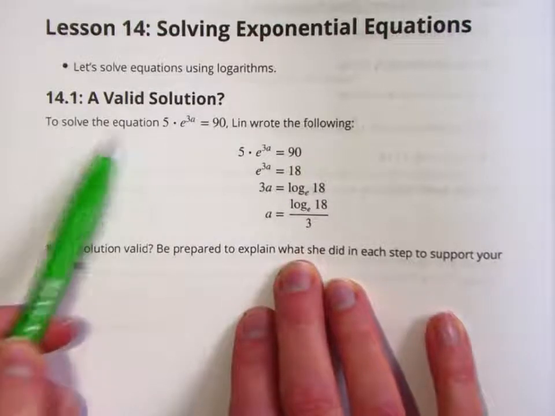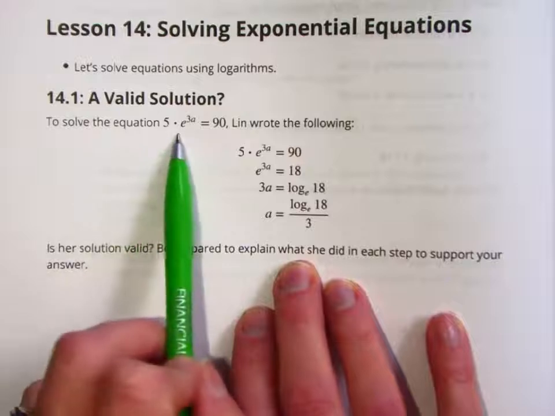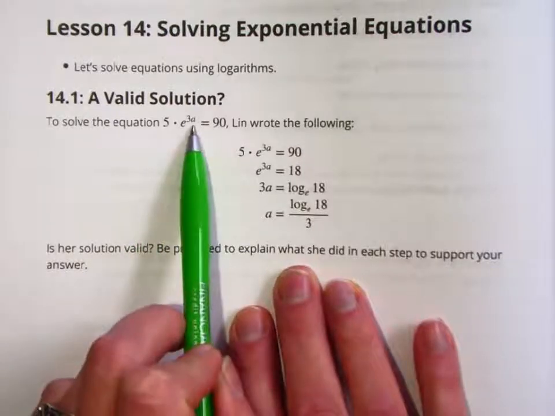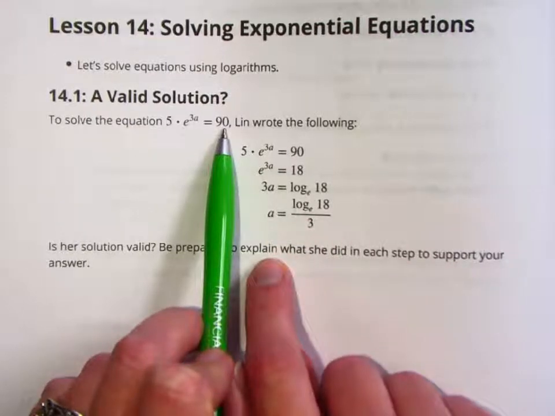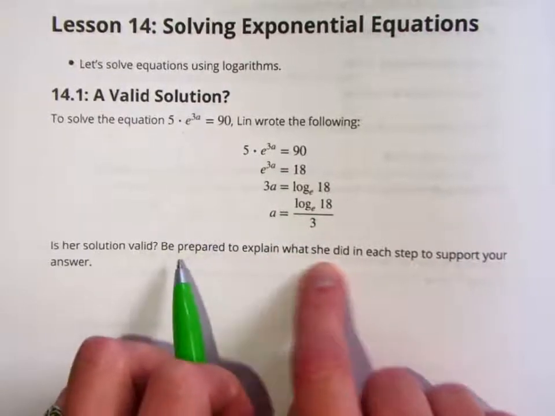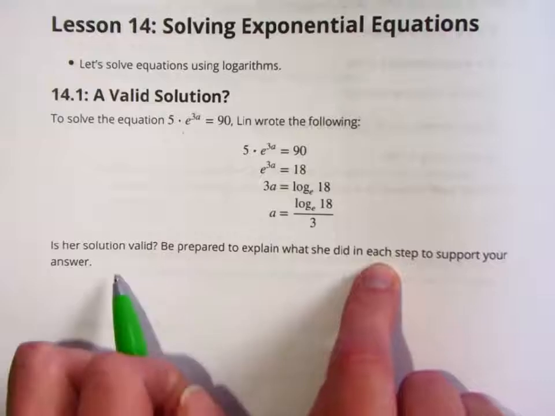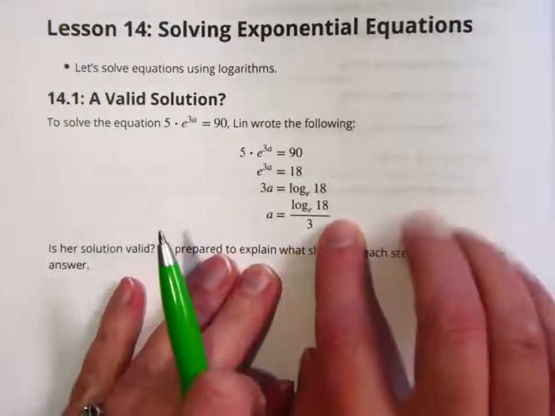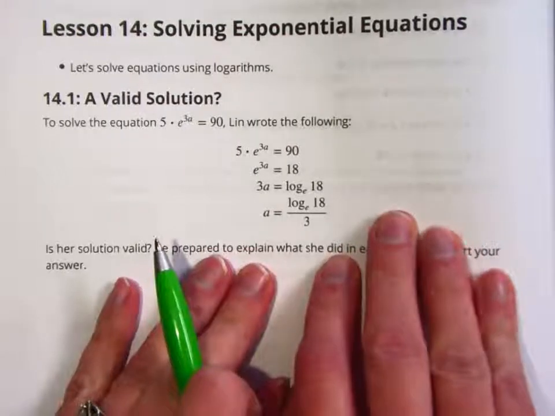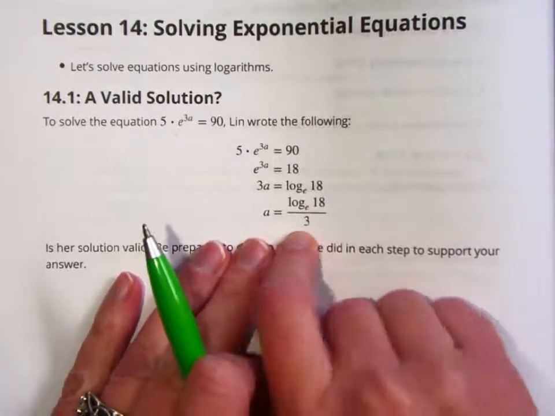So we have an equation, 5 times e raised to the 3a power equals 90. And we want to look at what she's doing in each step in order to find her answer so we can see if her answer is valid. And then we'll see how we can also check those values to see if we've got it right.